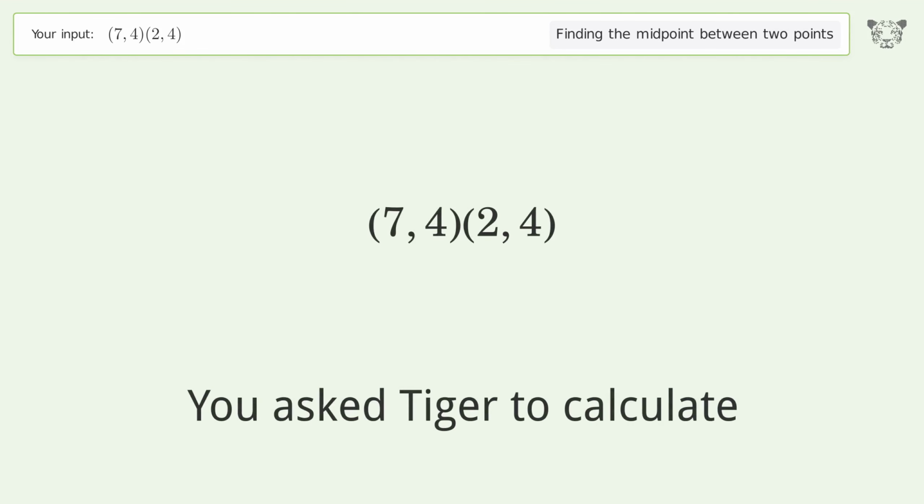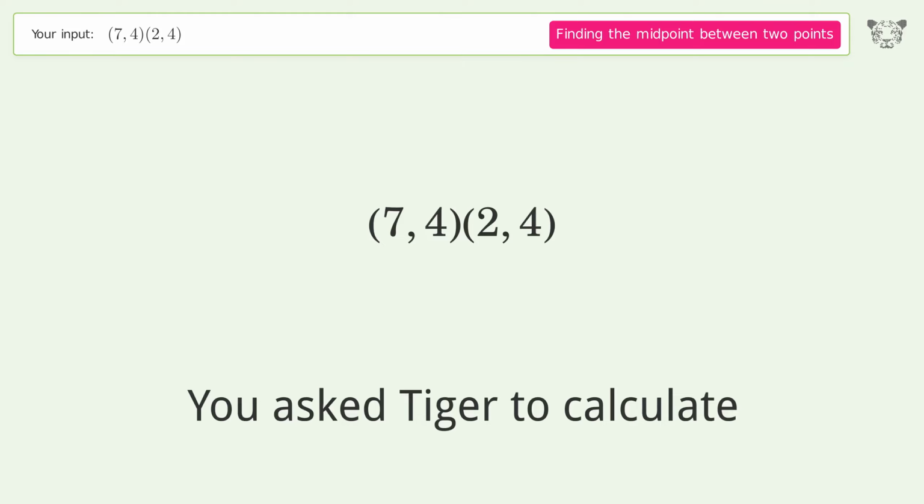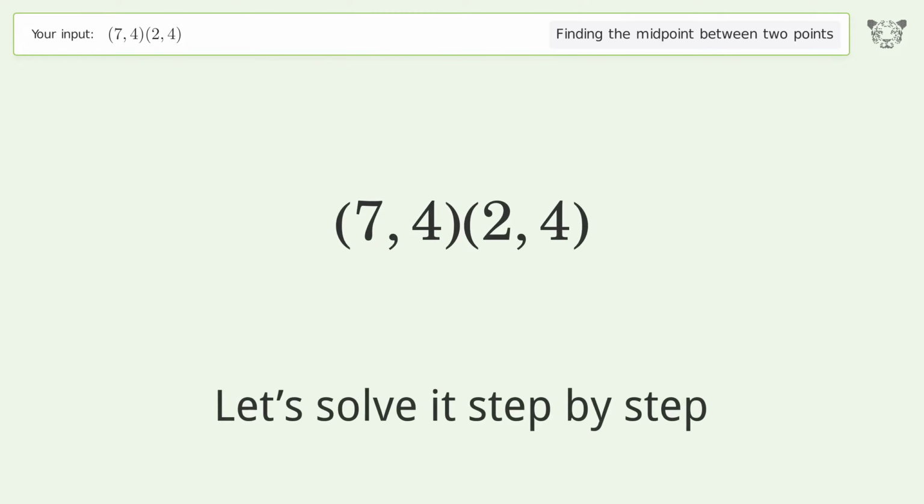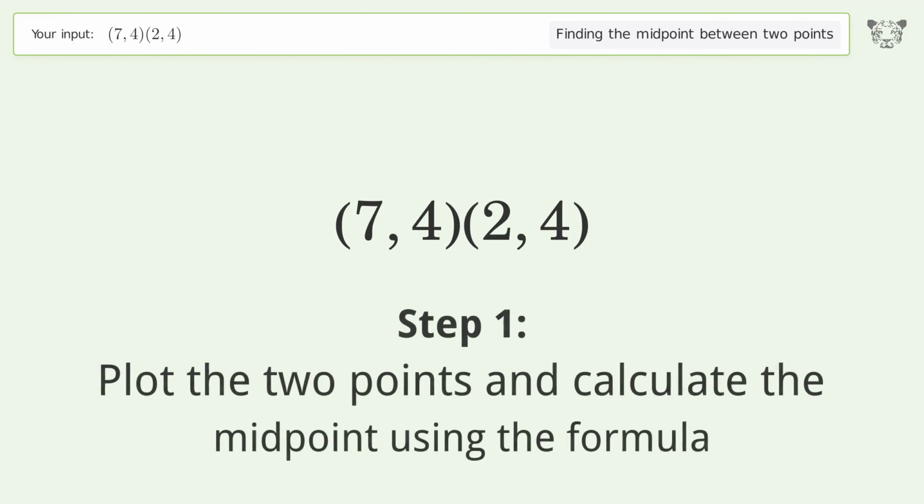You ask Tiger to calculate. This deals with finding the midpoint between 2 points. The midpoint between the 2 points is (4.5, 4). Let's solve it step by step. Plot the 2 points and calculate the midpoint using the formula.